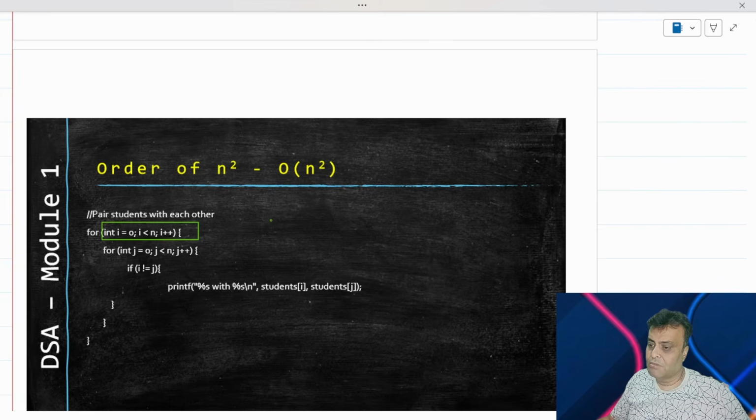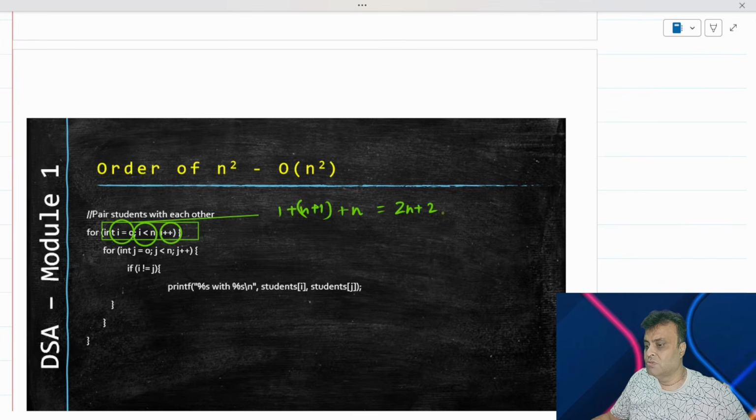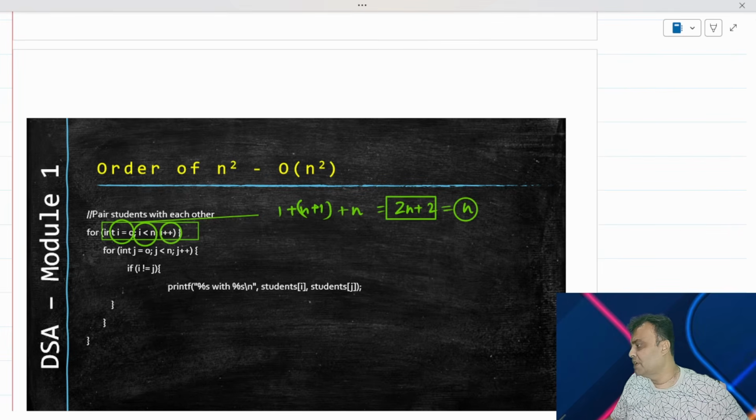So we will try to establish now how much time this particular line takes, and we have established it before also. Int I equal to 0, this takes how much time? This takes 1 unit of time. I less than n takes how much time? It takes n plus 1 unit of time. And I plus plus takes how much unit of time? It takes n unit of time. So total time taken is 2n plus 2. Now can I say that 2n plus 2 is the same as n units of time?